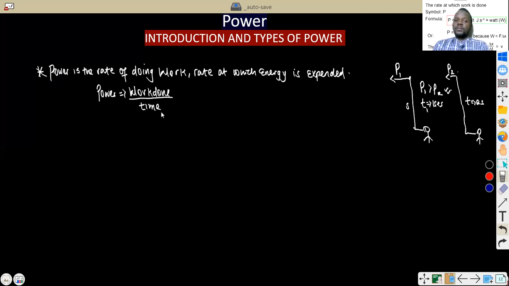Another thing we can talk about, before we go to types, is the SI unit, which is showing behind me, which you guys can see. We say power is measured in what? We say work done is measured in joules, already discussed, and time is measured in seconds. So directly we can say the SI unit of power is given as joules per second.